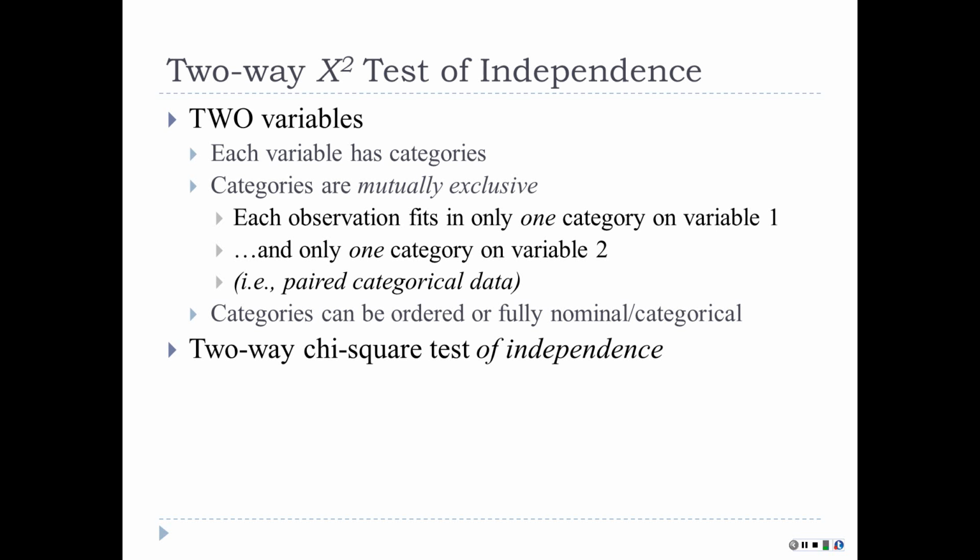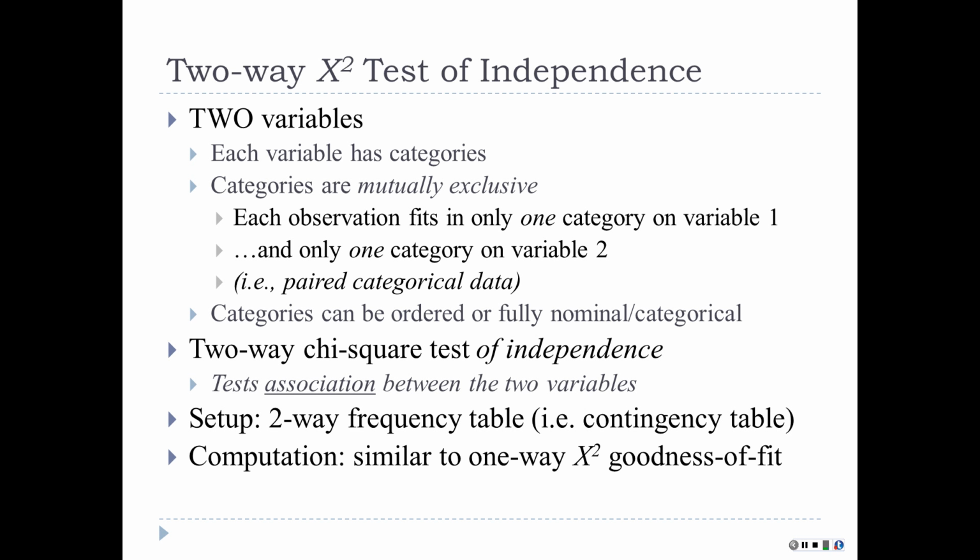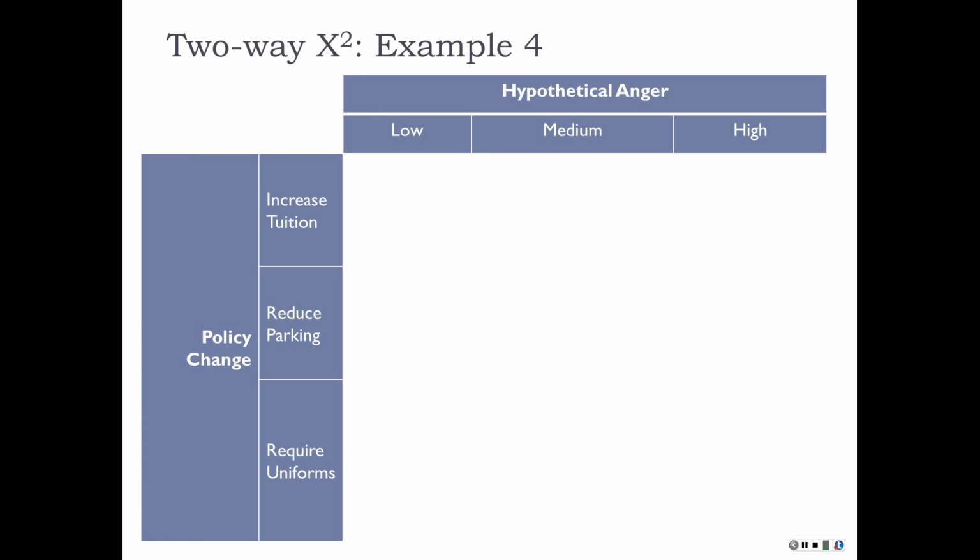This is sometimes called the two-way chi-square test of independence because the null hypothesis is independence of the two variables. The alternative hypothesis is that the two variables are associated, that there is an association between them. The very first thing we do before we get going on this is to set up a two-way frequency table, in other words, a contingency table between the two variables. The computation is fairly similar to the one-way chi-square goodness of fit, but the interpretation is different, and setting up the null hypothesis is different.